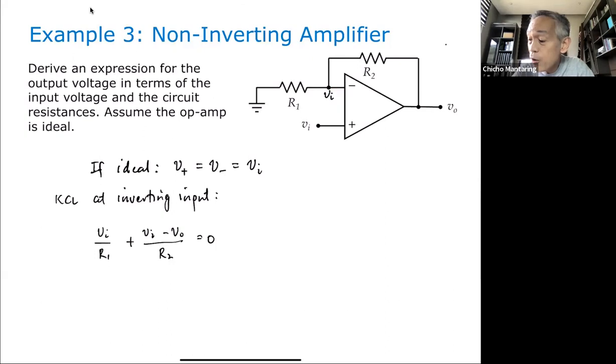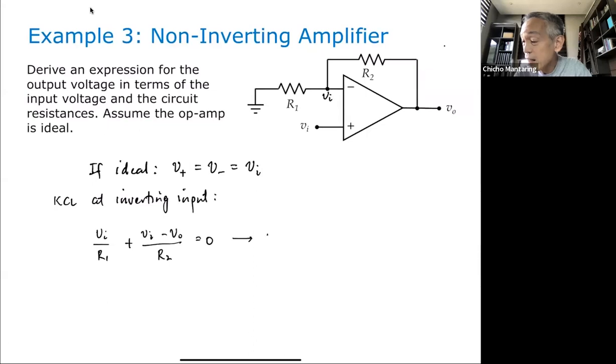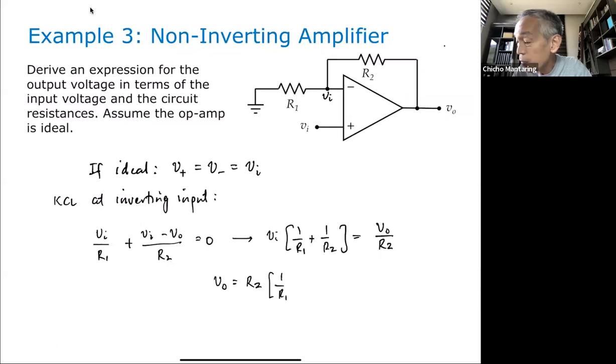Okay, so if I now simplify this, what do I have? I have VI times 1 over R1 plus 1 over R2 is equal to V sub O over R2. No? Or V sub O is just equal to R sub 2 times 1 over R1 plus 1 over R2. Sorry, yeah, that's right. Times V sub I. No? V sub O is equal to R2 times V sub I.